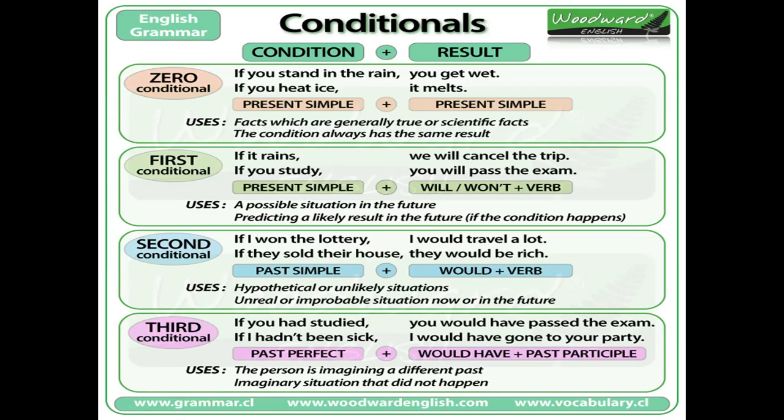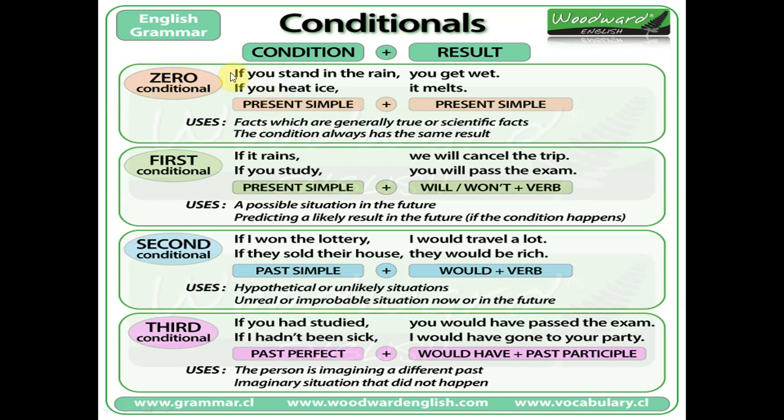Okay, now let's see the zero, the first, the second, and the third conditionals of "if". Let's start with the zero conditional. Let's see these examples together. If you stand in the rain, you get wet. If you heat ice, it melts. So both the conditional clause and the main clause are in the present simple tense. Okay? So, what are the uses of the zero conditional of "if"?